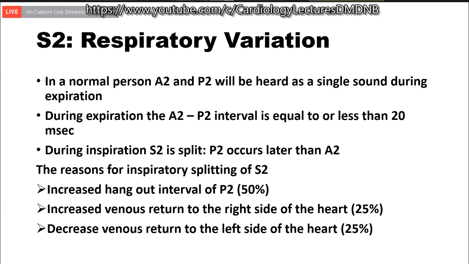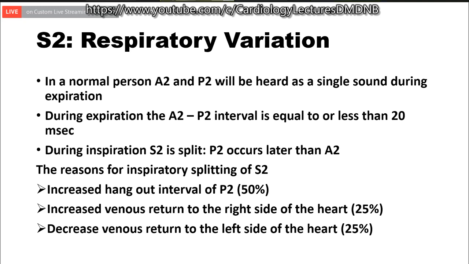Excuse me, sir. Can we say that the diastolic pressure difference is also less on the right side as compared to the left side? So the left side of the heart closes earlier. RV diastolic and pulmonary diastolic pressures are very low. If so, the hangout interval is larger. Can we say this?